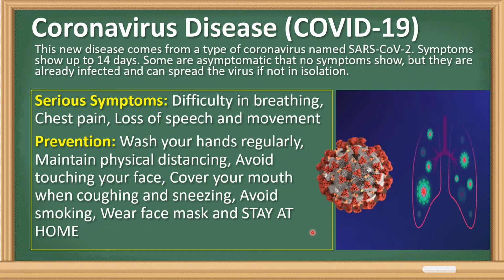Now, what are the preventions that we can do to avoid this kind of COVID-19, which is spreading right now? It is very important to wash hands regularly because washing hands can remove and kill the viruses that could attach in our hands. Maintain physical distancing, at least 2 meters apart from each other to avoid the spread of the disease. Avoid touching your face. Cover your mouth when coughing and sneezing. Avoid smoking. It is very important to wear a face mask and always stay at your home.